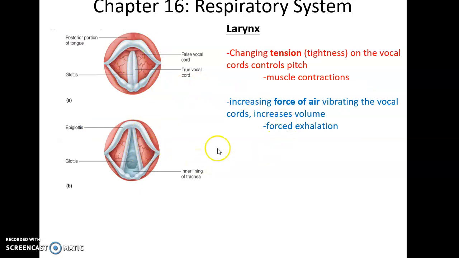Now we're able to control that sound produced by changing the tension on the true vocal cords. So there are muscles that can contract, tightening the vocal cords, allowing for a higher pitch, or relax, allowing a lower, deeper pitch. And then, of course, if you want to affect volume, you just increase the amount of air going past the true vocal cords, basically hitting them, causing them to vibrate more vigorously.